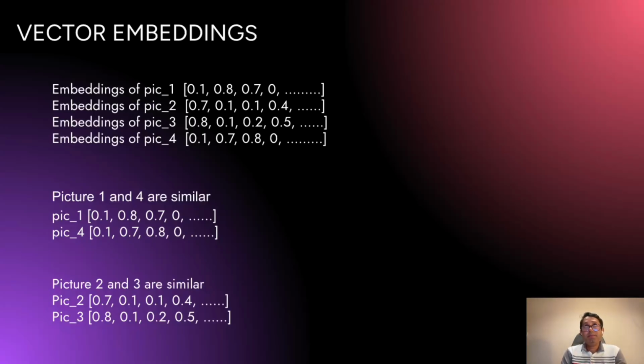So the dimension-wise values closely match. Here we have used our intuition to understand the similarity of vector embeddings. The actual similarity or dissimilarity among vector embeddings is calculated using some mathematical model or formula. We'll come to that point later.